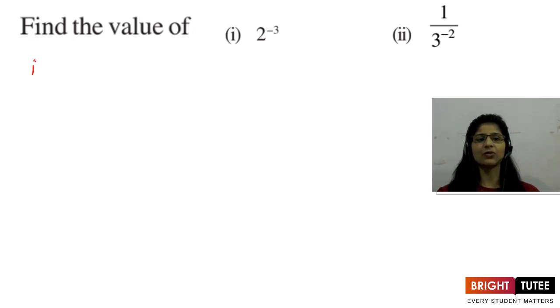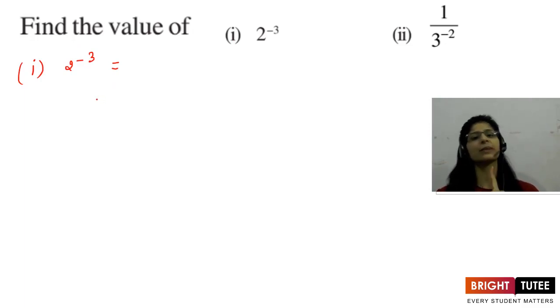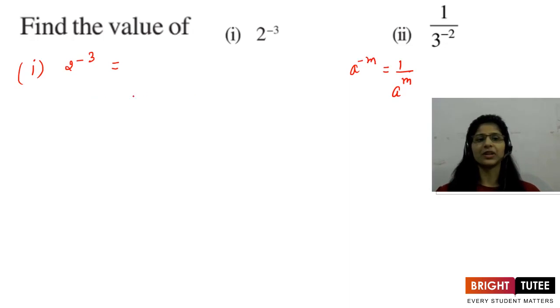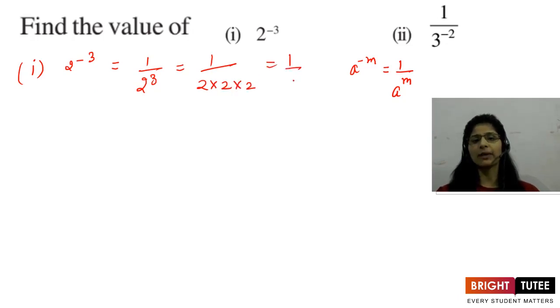The first question is, we have to find the value of 2 to the power -3. Whenever you will have negative powers, you will first make them positive. So we know that a to the power -m is 1 upon a to the power m. So 2 to the power -3 is 1 upon 2 to the power 3. 2 to the power 3 means 2 multiplied 3 times. 1 upon 8 is the answer for it.